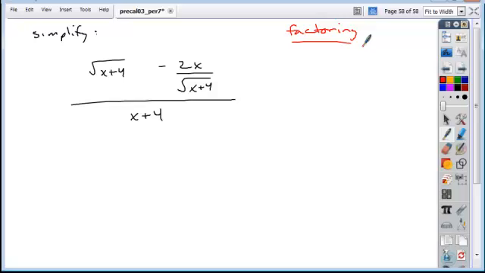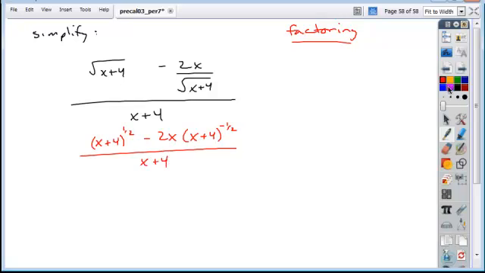everything as a rational power. So here we would get x plus 4 to the what power? 1/2 minus 2x times x plus 4. Now what power is going to move a square root or identify a square root that's in the denominator? Negative 1/2, good. Okay, and that's all over x plus 4.